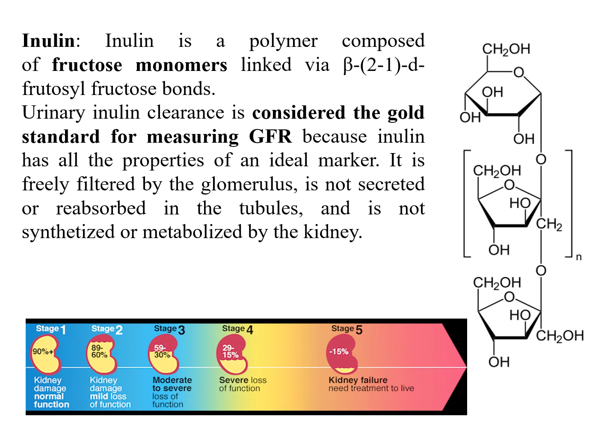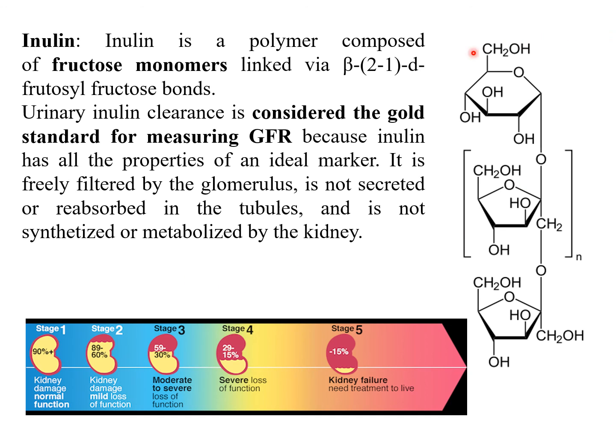Next, one of the important ones is inulin. Inulin is a polymer of the fructose monomer. It's made up of fructose. The beauty of this is that urinary inulin clearance is considered the gold standard for measuring the glomerular filtration rate, because inulin has all the properties of an ideal marker. It is freely filtered by the glomerulus, is not secreted or reabsorbed in the tubules, and it is not synthesized or metabolized by our kidney.